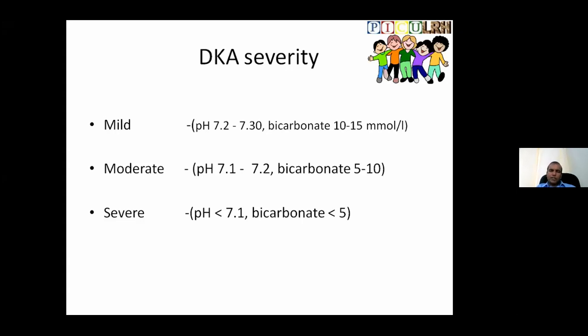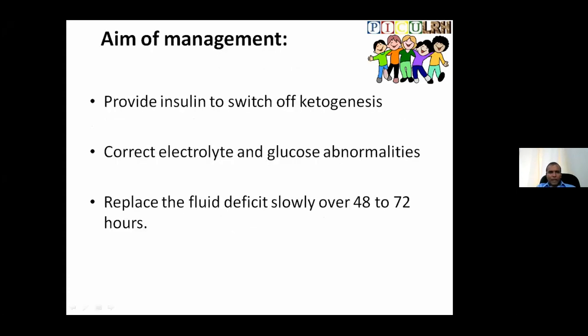The severity of DKA is based on the pH. That itself shows that it is not based on hyperglycemia, so we cannot categorize according to hyperglycemia. We call it mild DKA, 7.2 to 7.3; moderate DKA, 7.1 to 7.2; severe DKA, below 7.1. So yes, that shows the main issue is acidosis.